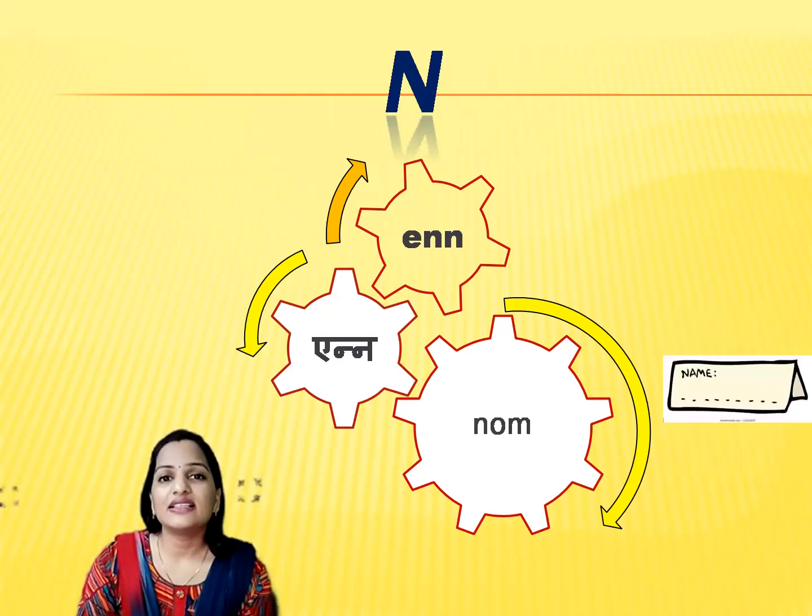The next letter is N. How is it pronounced? N. What is it? N. Okay. And the example is gnome. N-O-M. Gnome. So what is gnome? Like in English, we ask, what is your name? So this name is nothing but gnome in French. Gnome means name.